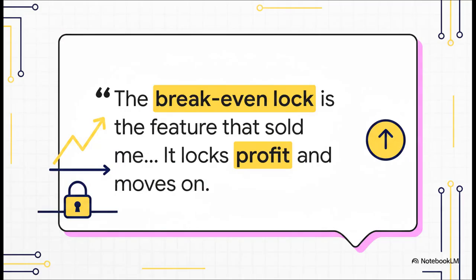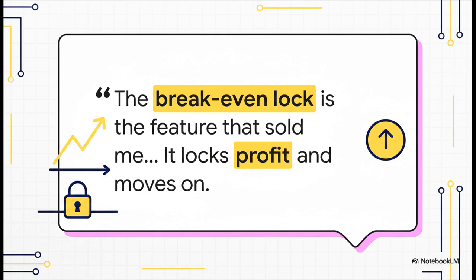Beyond the dynamic stop loss, the guide highlights the automatic break-even lock. I actually want to share this quote from Kwame in Accra, Ghana, pulled straight from the user community source material. He says, "The break-even lock is the feature that sold me. Every time I trade manually, I always let winners turn into losers. This robot does not have that problem. It locks profit and moves on.